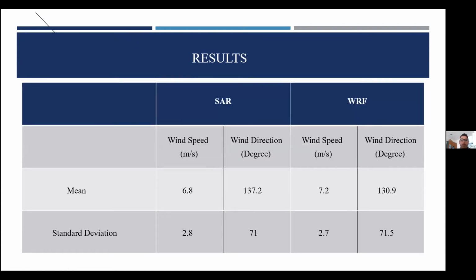Some statistical analysis we can see there. The average wind speed for the SAR and the weather forecasting model is around 7 meters per second over the examined period, while the variability of wind speed over the examined period is 2.8 or 2.7 meters per second for the SAR observation and the weather forecasting model respectively. So this shows another good agreement between SAR observation and the weather forecasting model.